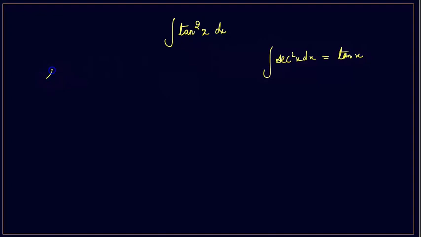So what you will do, you will use the formula that is given as sec square x minus tan square x, that is equal to 1. So we can write the value of tan square x, that is equal to sec square x minus 1.